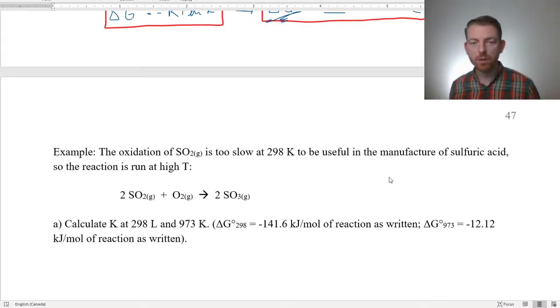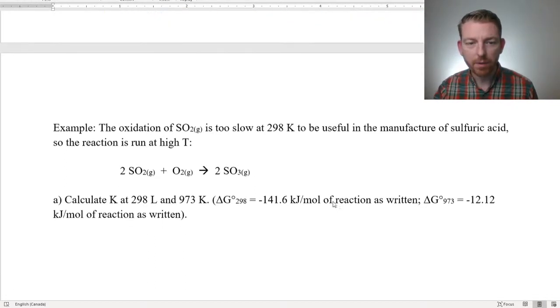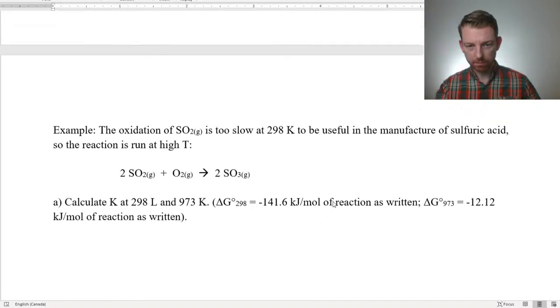Actually, let's just run through this whole series of examples. I think it's a pretty good demonstration of what we're talking about here. So the example is the oxidation of SO2 is too slow at 298 Kelvin to be useful in the manufacture of sulfuric acid. So the manufacture of sulfuric acid, we've got kind of the starting over here.